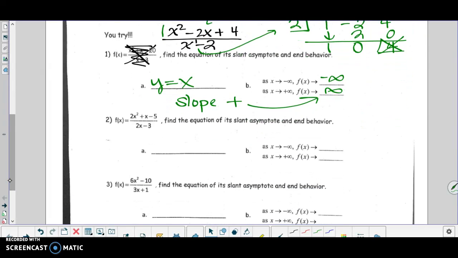I want y'all to put a negative in front of number 2 and try number 2. Put a negative in front of the numerator.